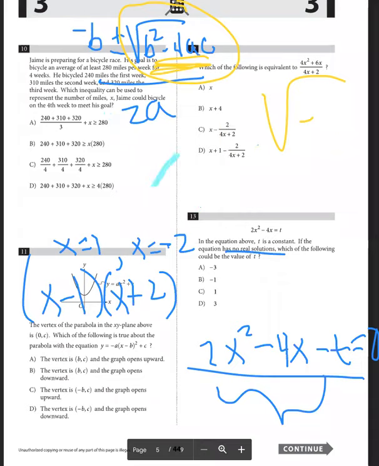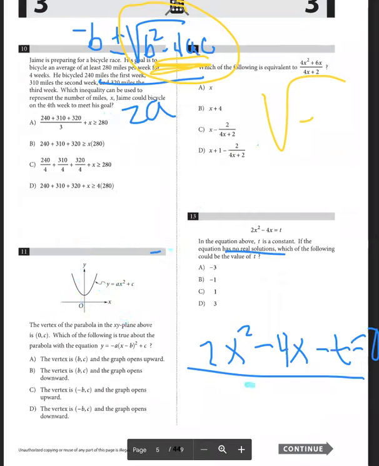What I'm going to do now, and I rewrote the equation like this right over here, because you can't really factor things out. You can't know what the A, the B, and the C are until you have it in this form. So now that we've done that, we know that our A is 2, our B is negative 4, our C is negative t. So let's think about it.